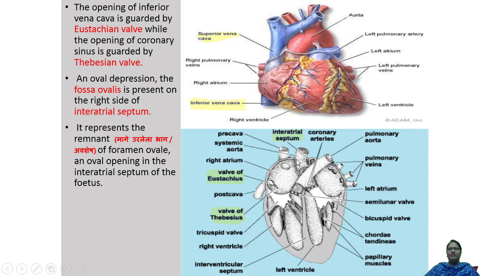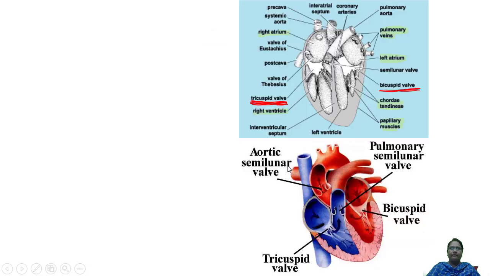Okay, so this is the figure showing the Eustachian valve, Thebesian valve, then tricuspid valve, bicuspid valve here, semilunar valves, chordae tendineae, papillary muscles, left ventricle here. They are showing. Okay. Next.